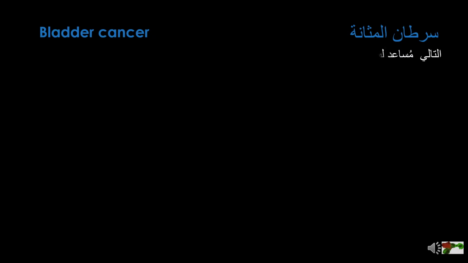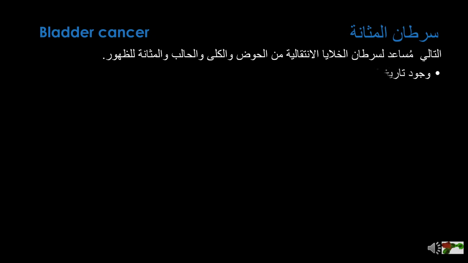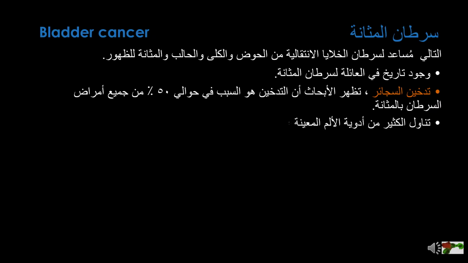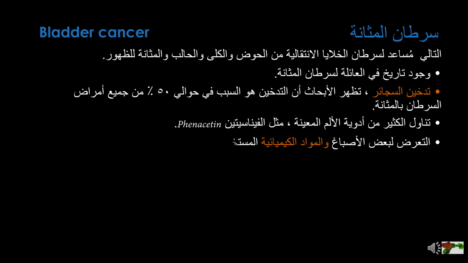The following help transitional cell cancer of the renal pelvis and ureter to appear. Having a personal history of bladder cancer. Smoking cigarettes. Research shows that smoking is the cause of about 50% of all bladder cancers. Taking a lot of certain pain medicines, such as phenacetin. Being exposed to certain dyes and chemicals used in making leather goods, textiles, plastics, and rubber, as a painter, printer, or hairdresser.